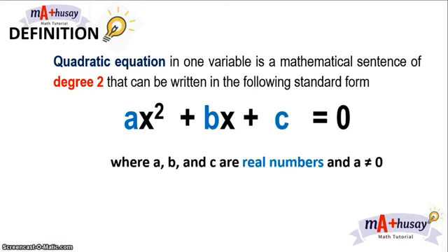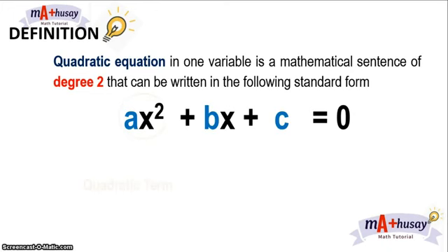As we can see, there are three terms. The ax squared is the quadratic term, bx is the linear term, and c is the constant term. It is easy to spot a quadratic equation if we see degree 2 in the equation.